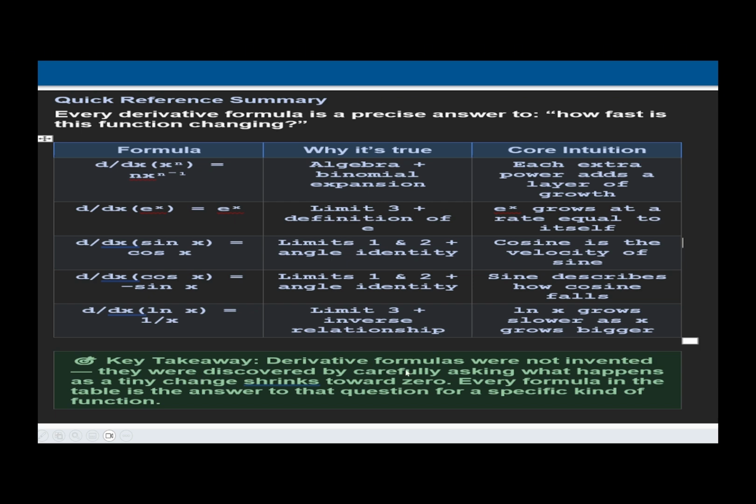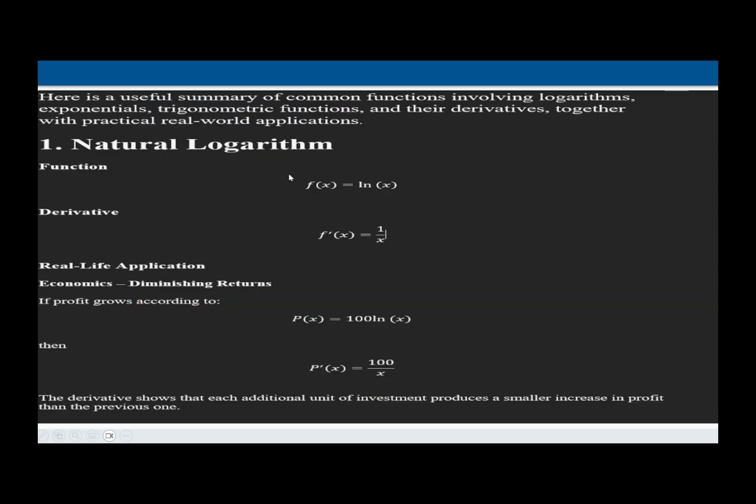So the key takeaway: derivative formulas were not invented, they were discovered by carefully asking what happens as the tiny change shrinks towards zero. Every formula in the table is the answer to that question for a specific kind of function. All right, we look at all the functions.